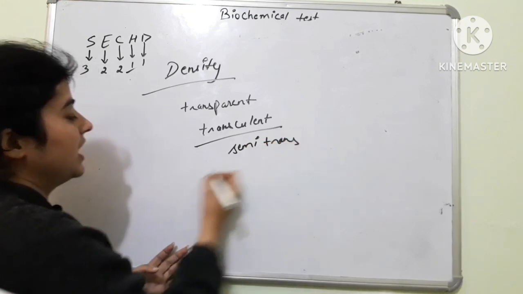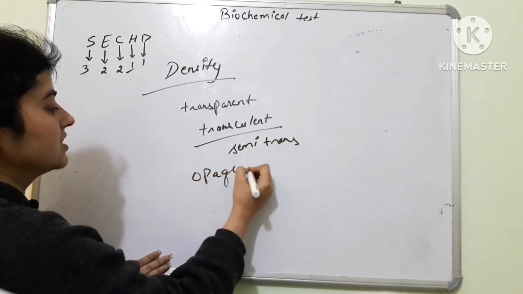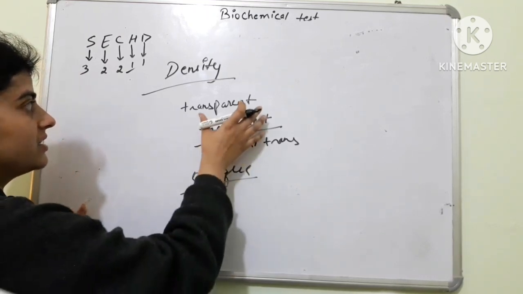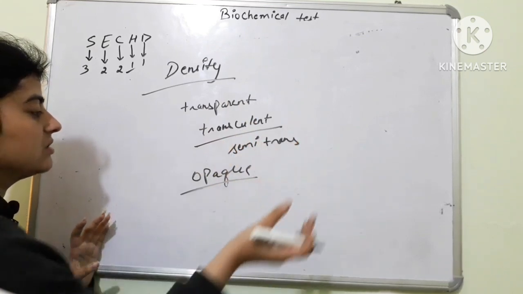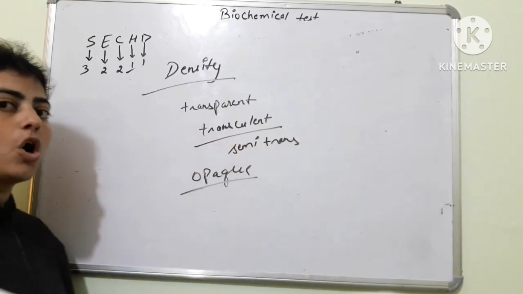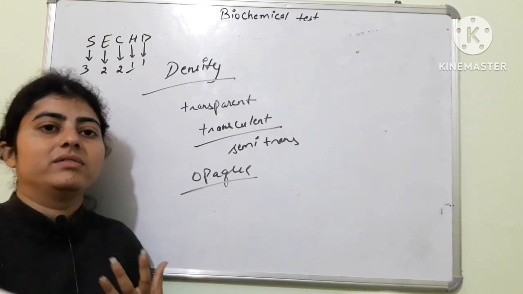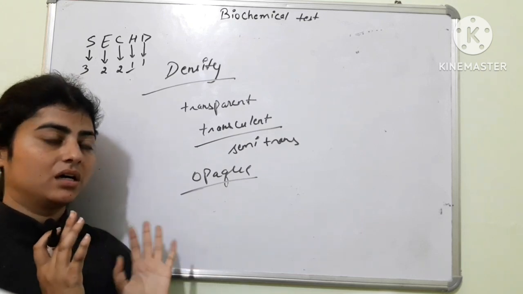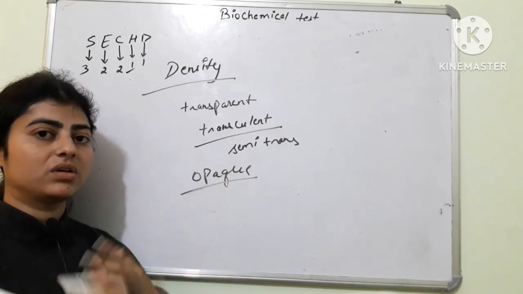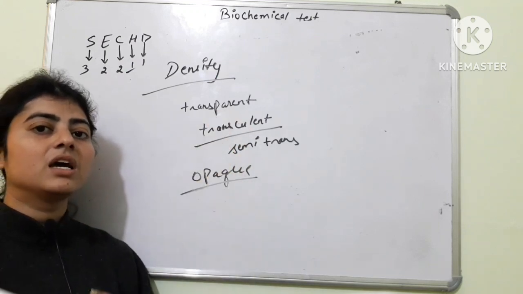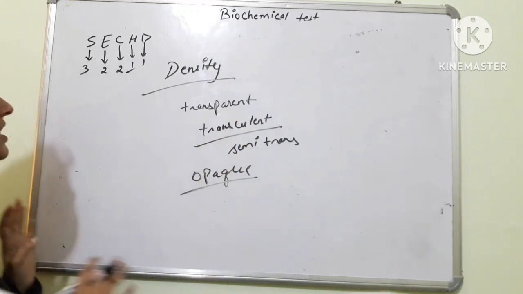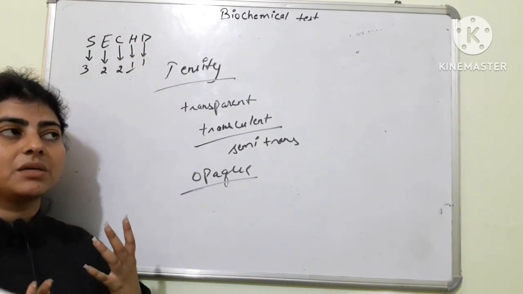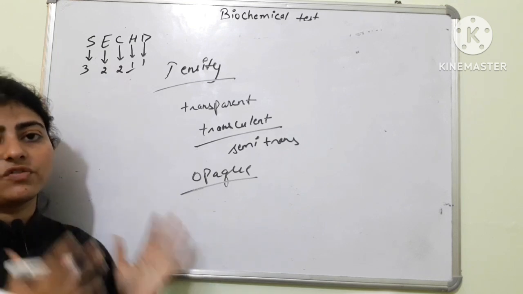Next one we have opaque. Opaque means you can't see through to the other side. The colonies that are transparent, translucent or opaque are all acceptable for further identification. You can pick any colony from these three for further diagnosis. So these are the parameters of colony identification, we can say this is the morphology of colonies.